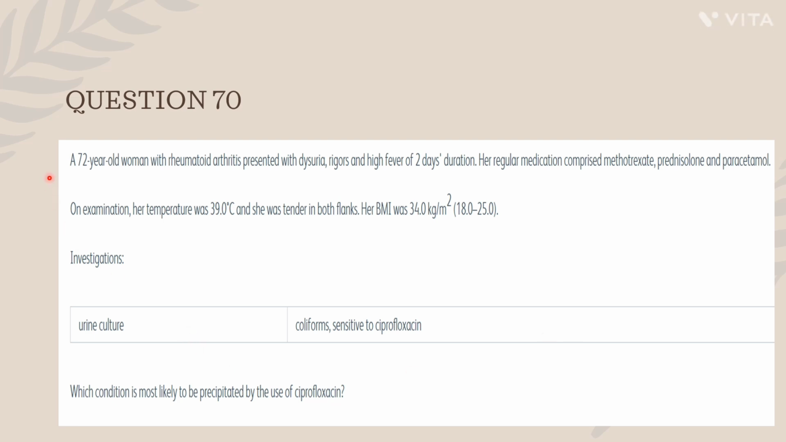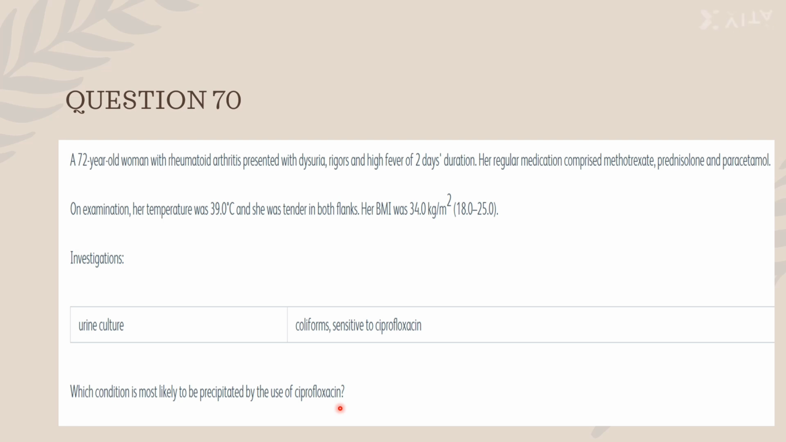Next question. A 72-year-old woman with rheumatoid arthritis presented with dysuria, rigors, and high fevers of 2 days duration. Her regular medication comprised methotrexate, prednisolone, and paracetamol. On examination, her temperature was 39 and she was tender in both flanks. Her BMI was 34. Urine culture showed coliform sensitive to ciprofloxacin. Which condition is most likely to be precipitated by the use of ciprofloxacin?